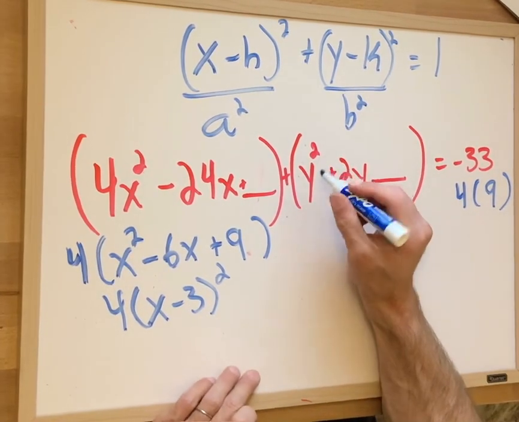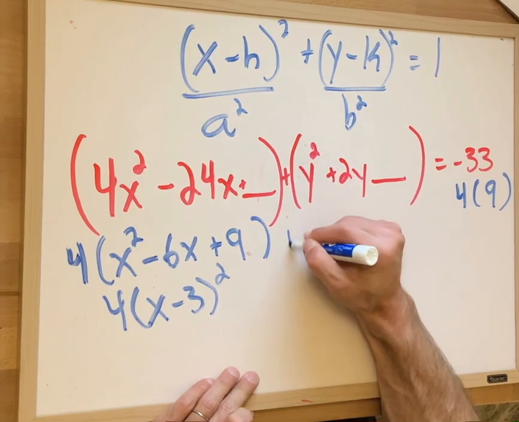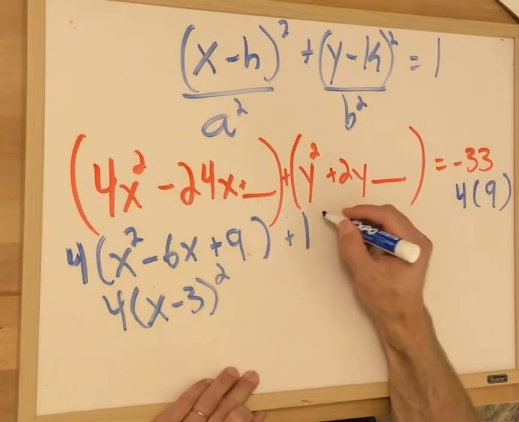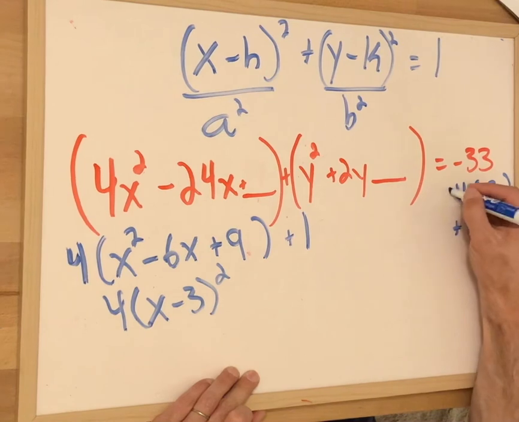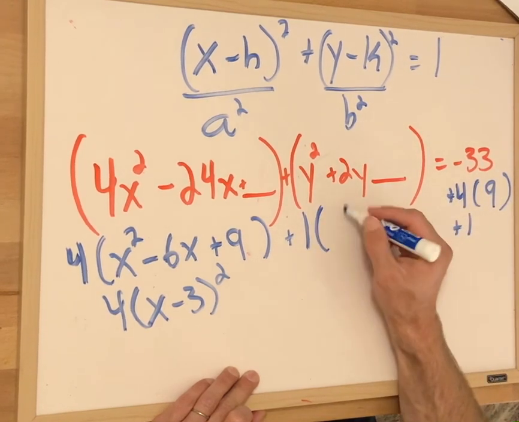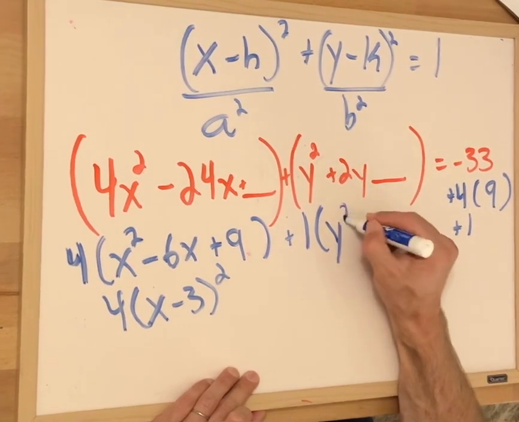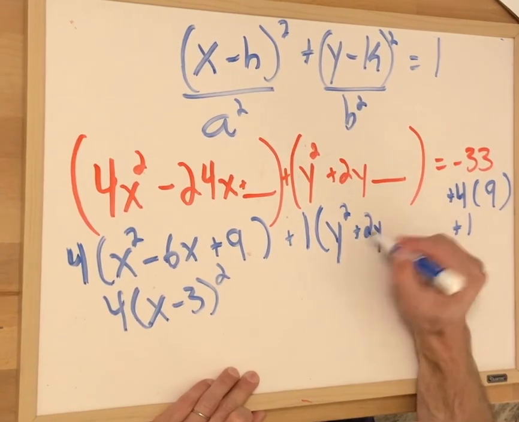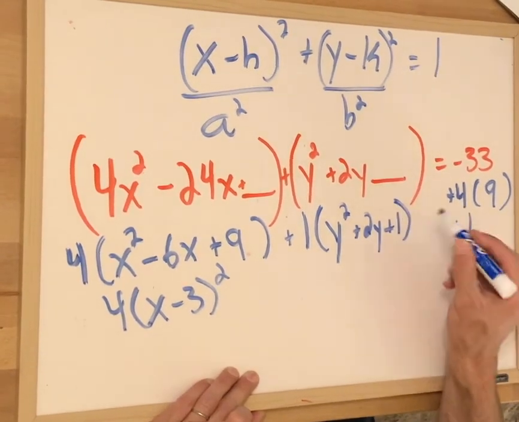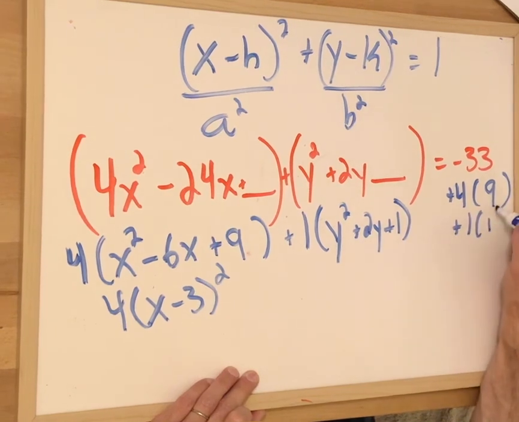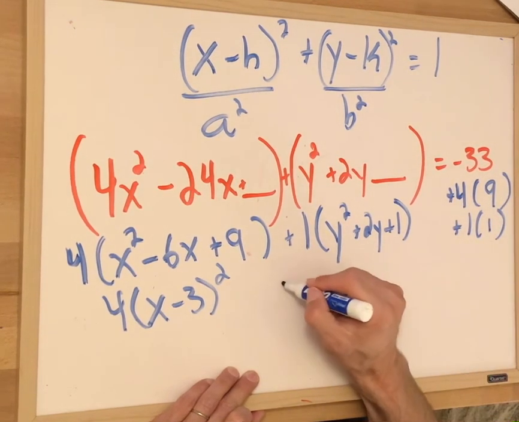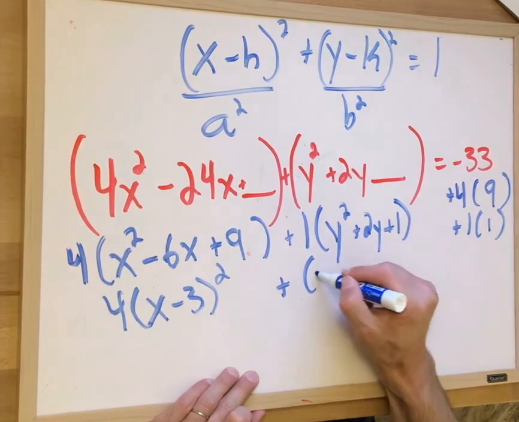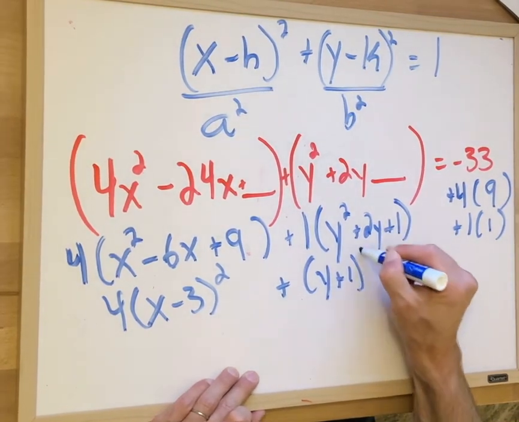Same thing with this. I can tactically factor out a 1 because you have to have something to factor out. And you're left with y squared plus 2y. Half of 2 is 1. Squared is a positive 1 multiplied by this. And then I'm going to factor this. This becomes y plus 1 squared. Okay?